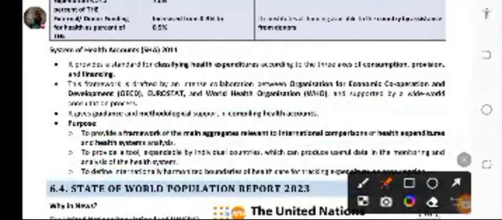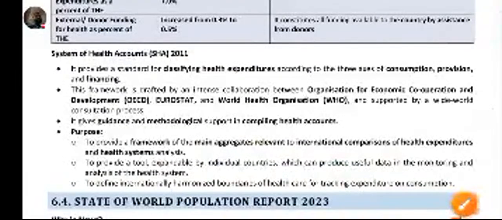It gives guidance and methodological support in compiling health accounts. Its purpose is to provide a framework of the main aggregates relevant to international comparison of health expenditure and health system analysis, to provide a tool expandable by individual countries which can produce useful data in the monitoring and analysis of the health system, and to define internationally harmonized boundaries of healthcare for tracking the expenditure on consumption.